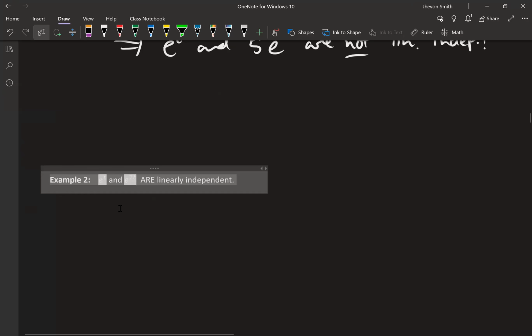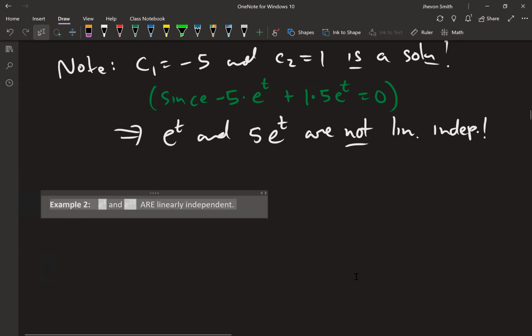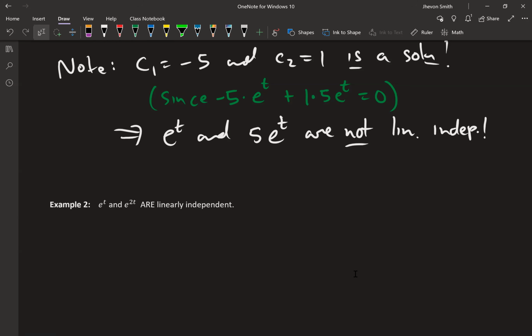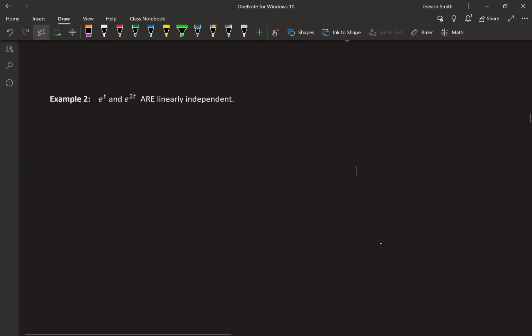However, let's look at this one, e to the t and e to the 2t. It turns out that these are linearly independent. In fact, this is going to be a general thing that you can assume from now on. If you have exponentials and the powers are different functions, then those 2 exponentials are linearly independent. So e to the t is going to be different from e to anything else t. And so let's actually illustrate this with e to the t and e to the 2t. So set up the equation: c1 e to the t plus c2 e to the 2t equals 0.